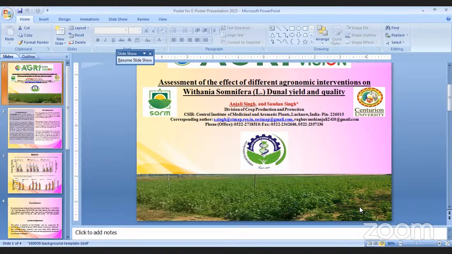Overall conclusion obtained from the result table: variety Nimitli 118 and population 2 lakh, with seed maturity harvesting stage treatment combination, gave the best result in comparison to other treatments in terms of growth, yield, and quality of ashwagandha.